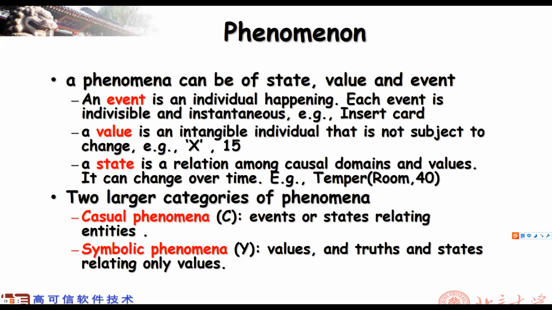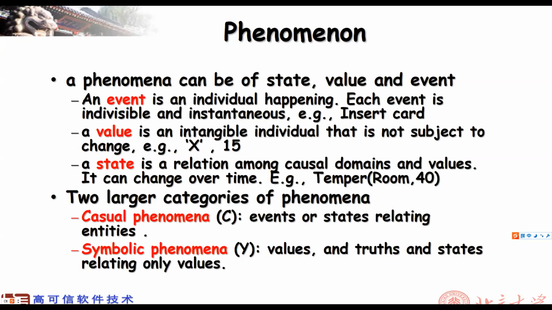We use C to indicate that: events or states indicating the entities. And the second, the symbolic phenomenon, we use Y to express that. It expresses the values and truths and states relating only values.